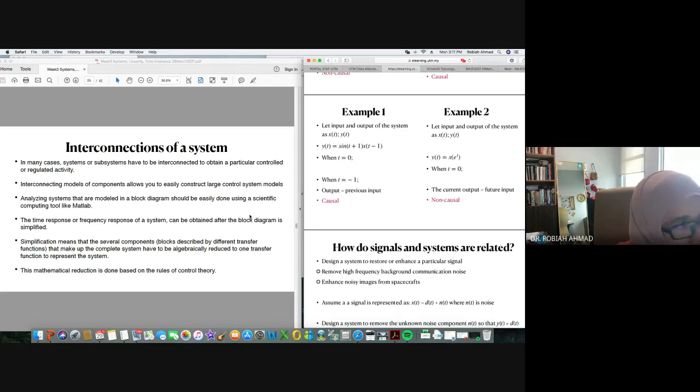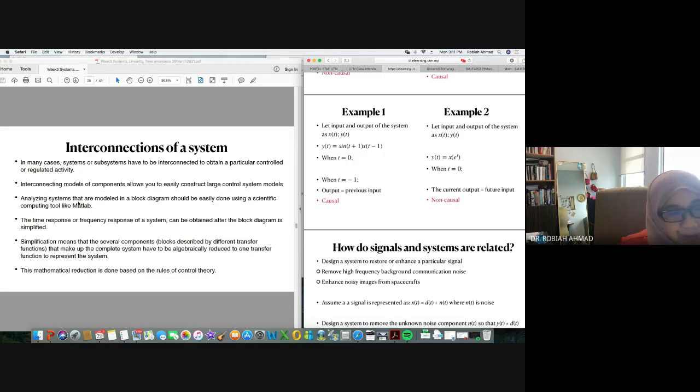So one element is connected into another by series. Ada juga yang feedback. Okay, so in many cases, systems or subsystems have to be interconnected to obtain a particular control or regulated activity. For example, tadi daripada sound, kita convert kepada voltage, voltage kepada current, and then current back to the sound. So interconnecting models of components allows us to easily construct large control system models.